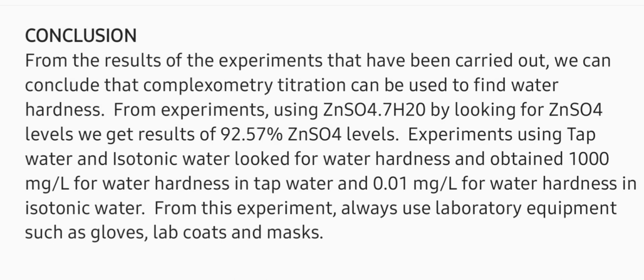From the experiment, using zinc sulfate heptahydrate by looking for zinc sulfate levels, we get a result of 92.57% zinc sulfate levels. And in the experiment using tap water and isotonic water, looking for water hardness, we obtained 1000 milligrams per liter for water hardness in tap water and 0.01 milligrams per liter for water hardness in isotonic water.